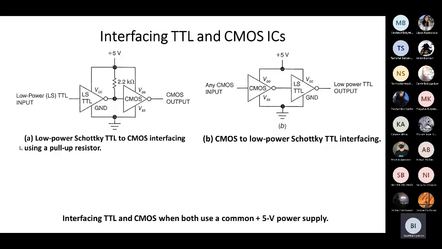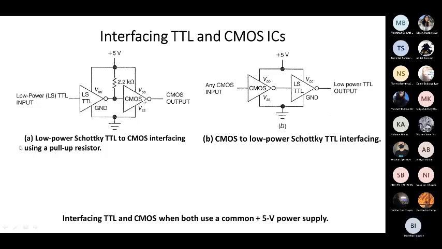Okay. Next, interfacing TTL and CMOS. Let's continue. This is interfacing TTL and CMOS when both use a common 5 volt power supply. Here we're considering just some simple interfacing when both TTL and CMOS use the same 5 volt power supply. Let's consider this one: low power Schottky TTL to CMOS interfacing using a pull-up resistor. To connect low power Schottky TTL, we also need to use a pull-up resistor. Here you can see in this example it will be 2.2 kilo ohm.